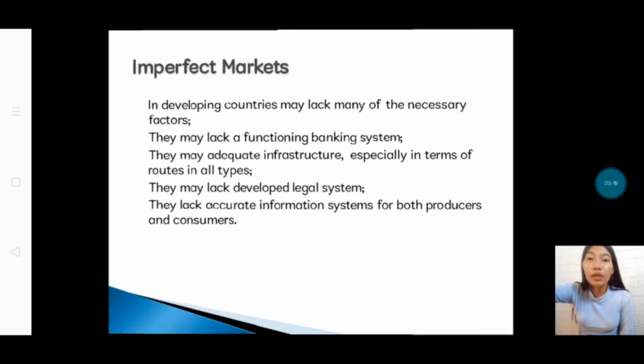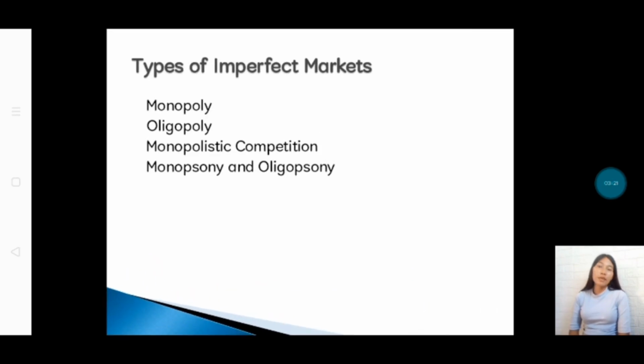So for now, I will discuss the four types of imperfect markets, which are monopoly, oligopoly, monopolistic competition, and last, monopsony and oligopsony.